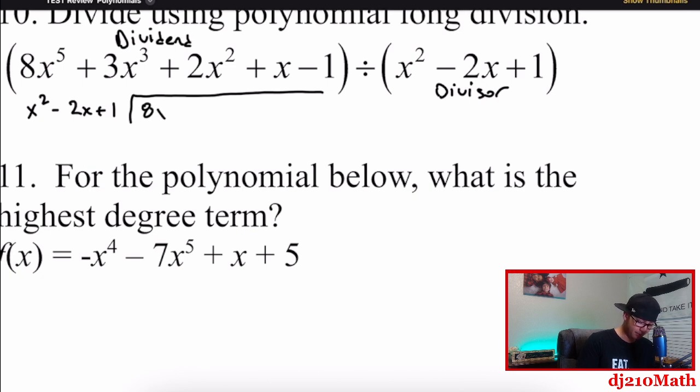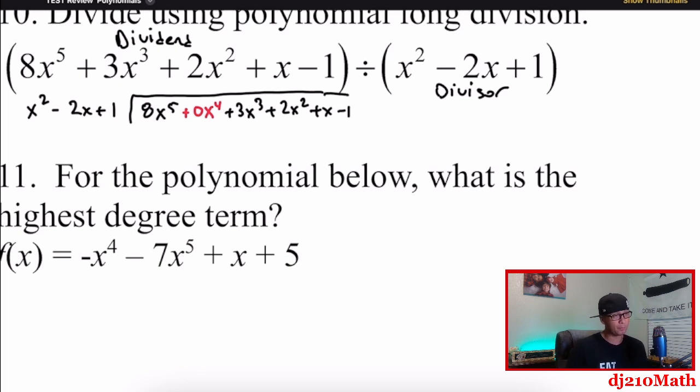So 8x to the 5th. So step 1 is make sure that they're in descending order and they're all there. Right away, there's no x fourth. So I have to put plus 0x to the 4th, plus 3x cubed plus 2x squared plus x minus 1.